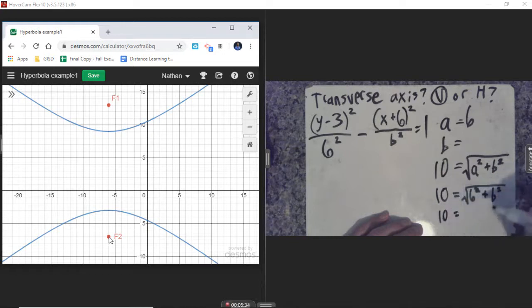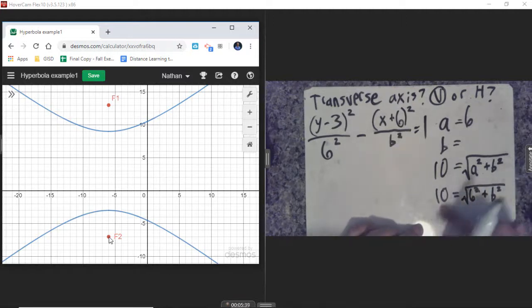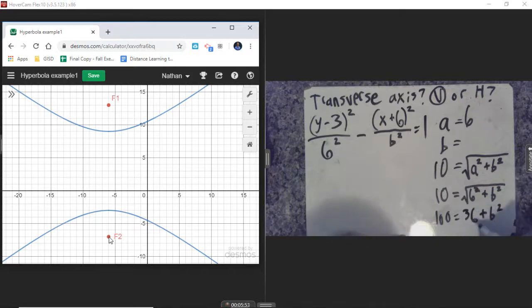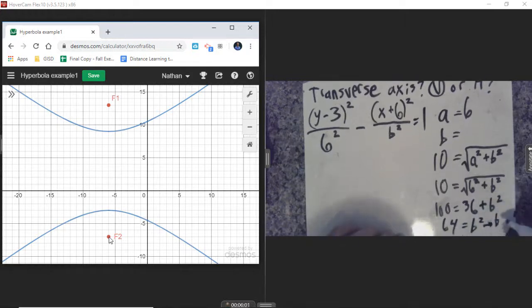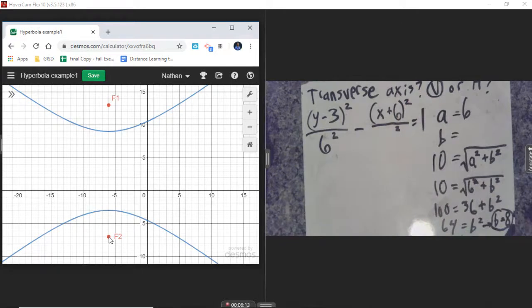So we've got 10 equals, well, let's go ahead and get rid of the square root. We'll square both sides. I got 100 is equal to 6 squared. Well, what is 6 squared? That's 36. So 36, and then plus B squared. Subtract 36 on both sides, so we get 64 is equal to B squared, which lets B be 8. So we now have our B, and we can fill it into our equation. That's going to give us all the information we need.